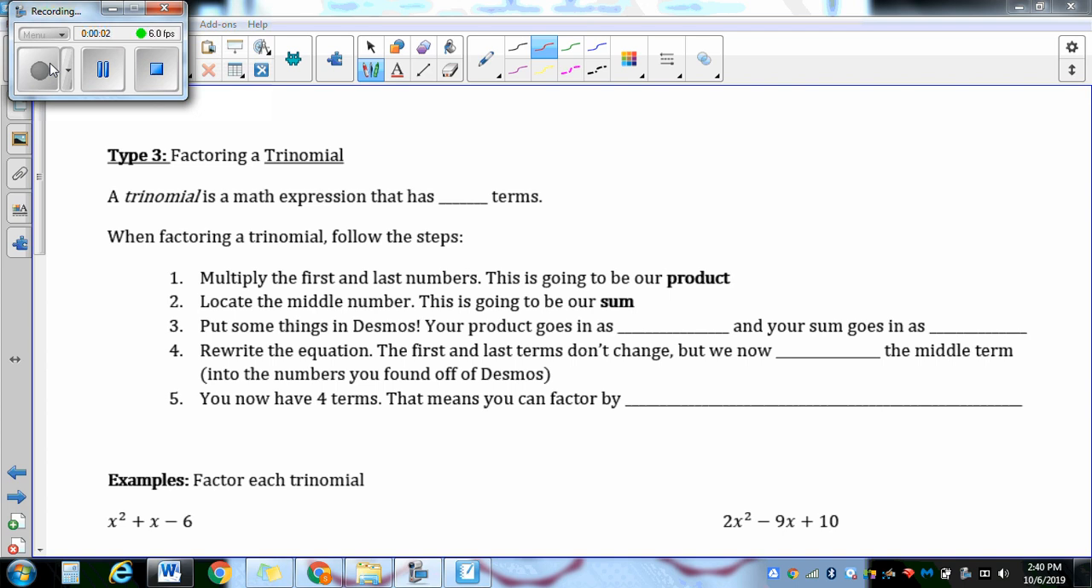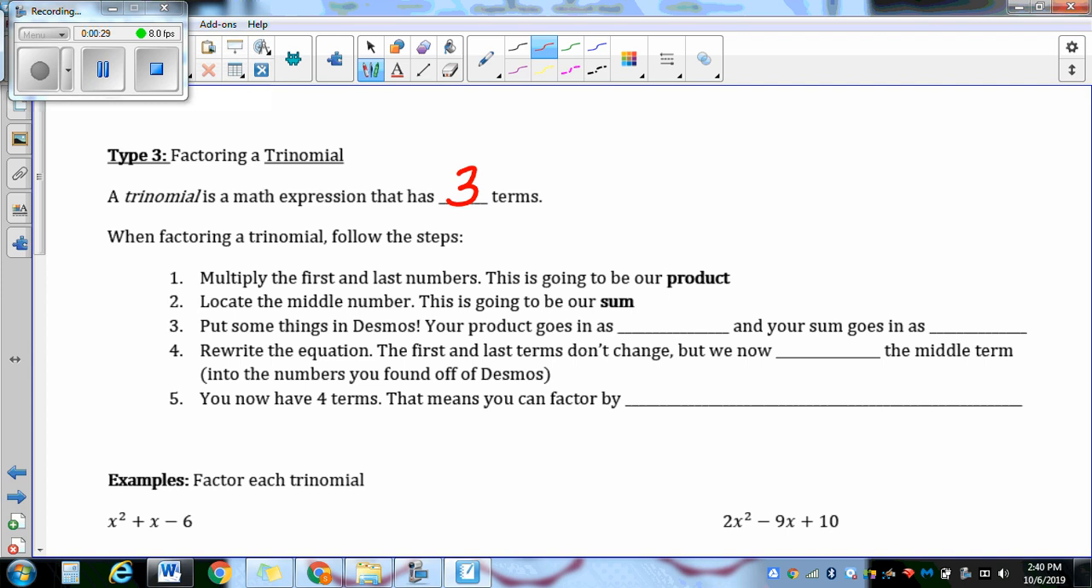All right, this third type of factoring is the same as the previous two. We're going to turn it into four terms, and then we're going to use GCF. So it's just adding one step onto the previous ones. If grouping needed four terms, a trinomial is something that only has three terms. So that's why we need to add a step to do grouping.